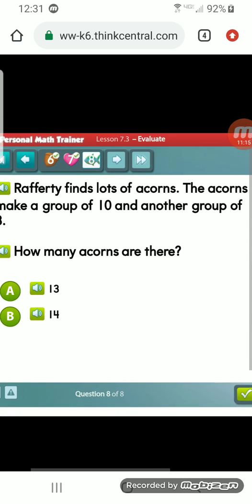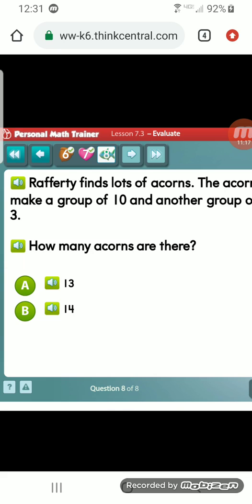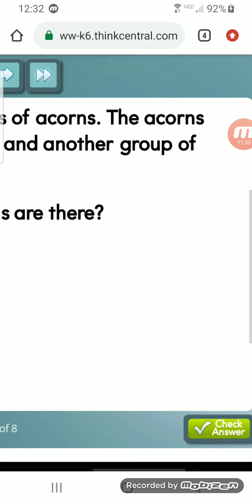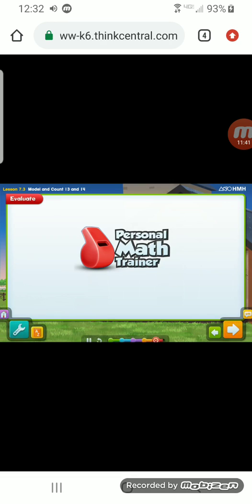Rafferty finds lots of acorns. The acorns make a group of 10 and another group of 3. How many acorns are there? Our choices are 13 and 14. A group of 10 and 3 more would make, that's right, 13. Let's check our answer. Awesome! Good job. And we finished our personal math trainer.